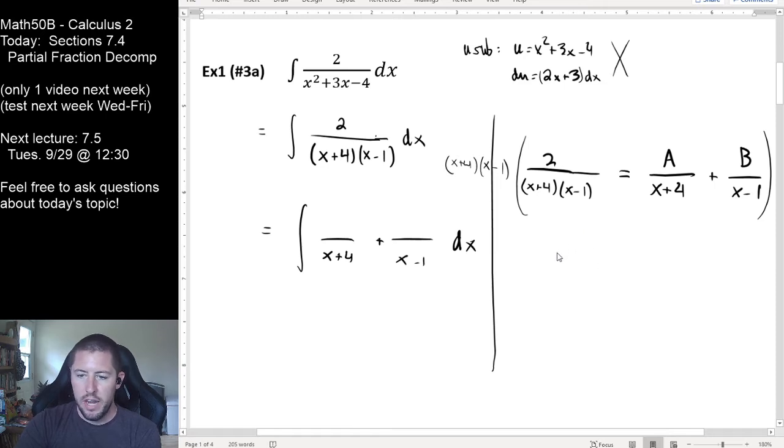So you should notice what we should have left over is just a 2 on the left. On the right, with the A grouping here, the x plus 4 that we multiplied canceled with the x plus 4 in the denominator, but the x minus 1 survived to be part of the A grouping. So I do get an A times x minus 1. Similarly, in the B grouping over here, the x minus 1 that we're multiplying by cancels, but the x plus 4 survives in the B grouping. So we do get a plus B times x plus 4.